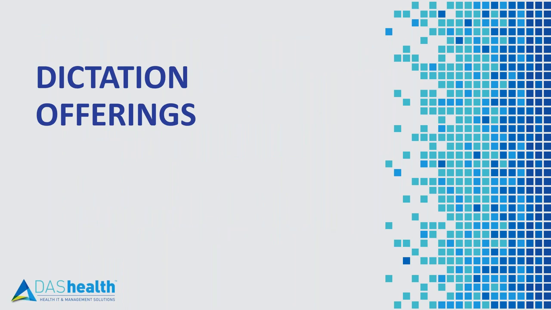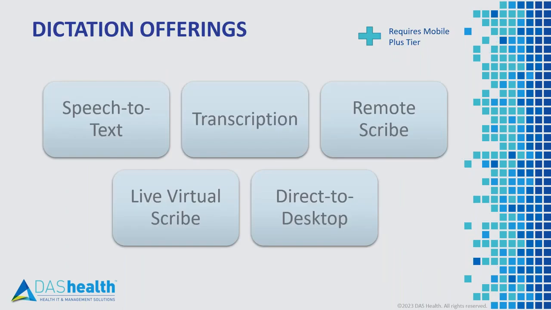So the final set of NextGen Mobile features that we're going to review today are the dictation options that are available in this platform. These dictation options build on everything that we've gone over so far and really allow for additional documentation, some more discrete data, as well as some more of that clinical text data. The current options available, you can see listed here, are speech to text, transcription, remote scribe, live virtual scribe, and then direct to desktop.